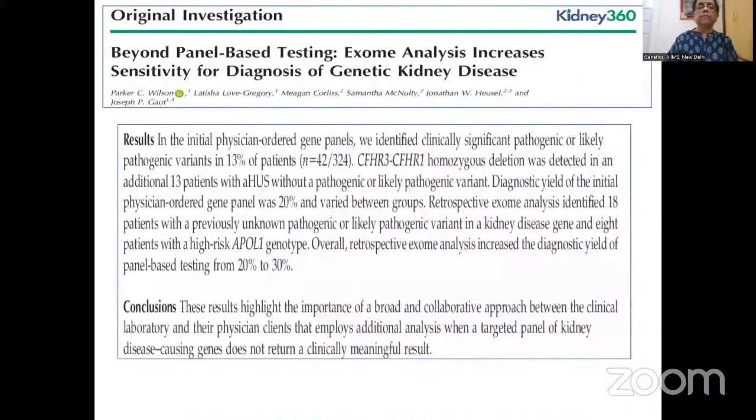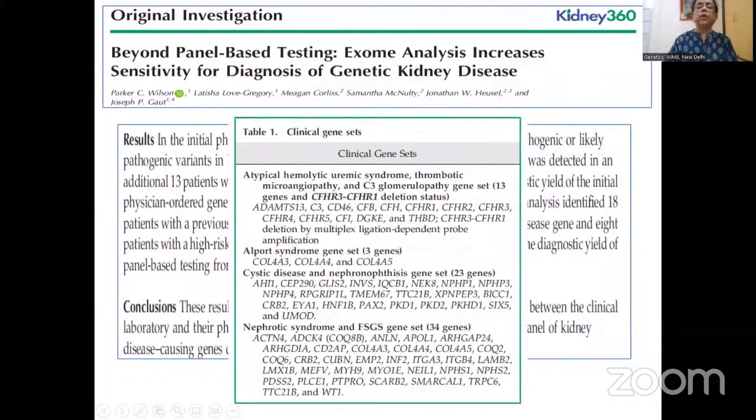And here lies the importance of doing more expanded, say whole exome sequencing, in scenarios where the phenotype is not very classical. Now, this is another study where they tried to compare panel-based testing with whole exome sequencing. About 300 patients they included, and initially they used panels for various disorders, and here the yield was about 13%. Later on, they went back to the data and checked the whole exome data on the same patients, and the yield improved to 20 to 30%.